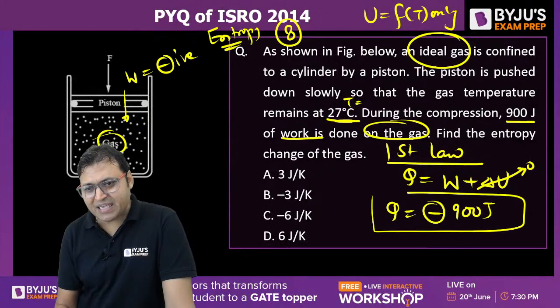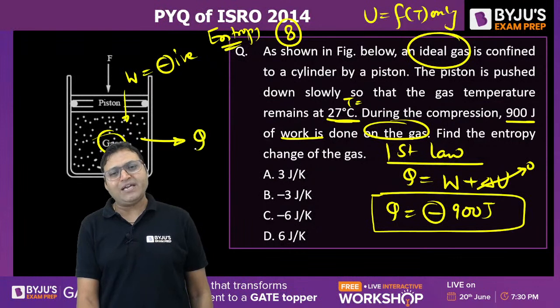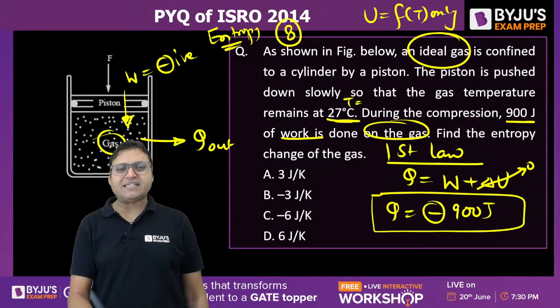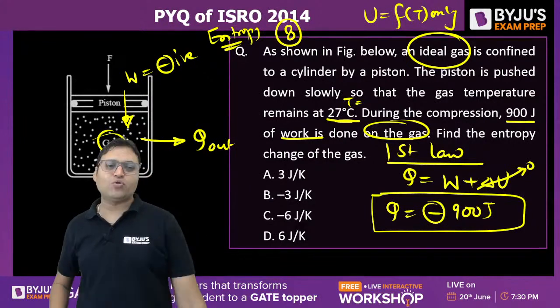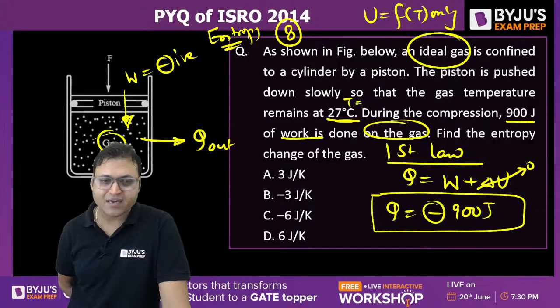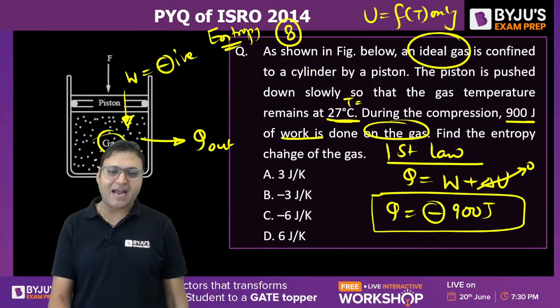So there is some heat rejected from the system. Whatever the work done is equal to heat out, isn't it? Whatever work is done on the system is equal to heat out because there is no change in the internal energy of the system. I hope this is clear. Q will be equal to W for an isothermal process undergone by an ideal gas.